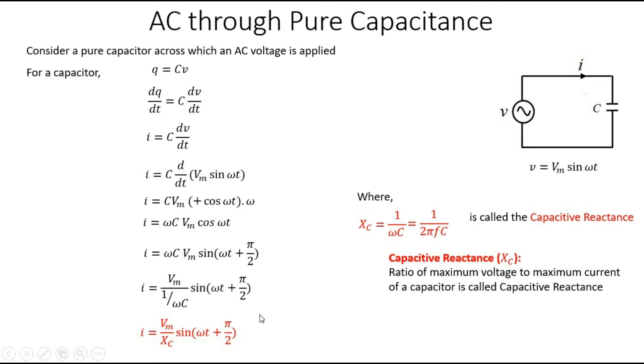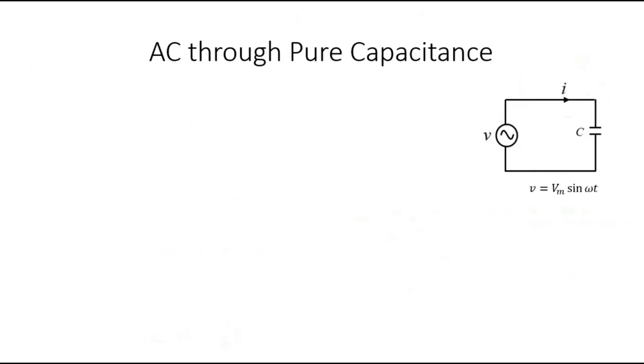And if you look here, this is the maximum value of current, Im. So Xc is actually the ratio of Vm and Im. Capacitive reactance is the ratio of maximum voltage to maximum current of a capacitor. The unit is again the ratio of voltage to current, so it is ohm. So for a capacitance, V equal to Vm sin omega t, I will be Vm by Xc sin omega t plus pi by 2, where Xc is 1 by omega C or 1 by 2 pi fC.